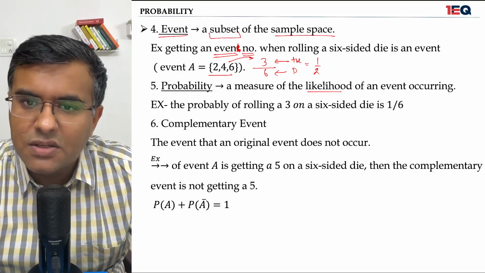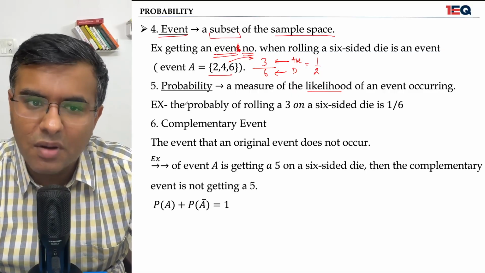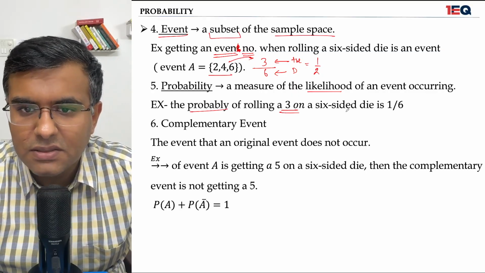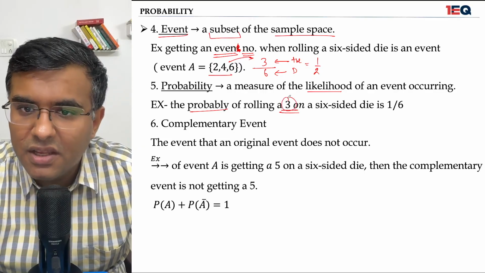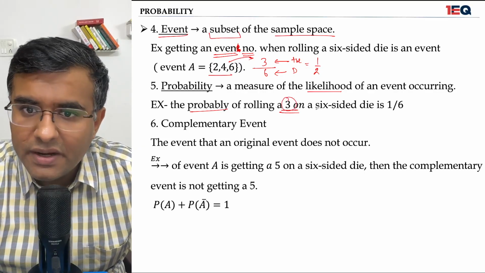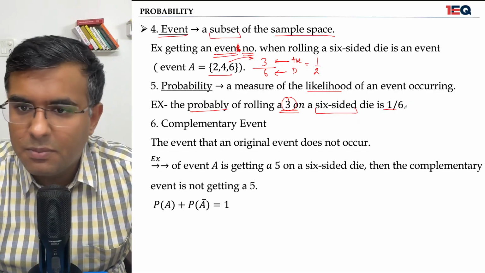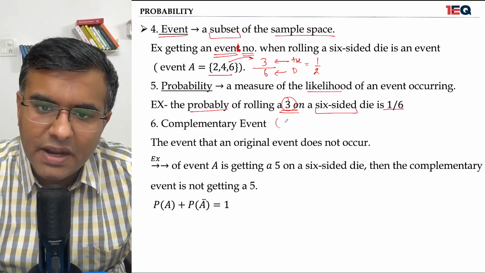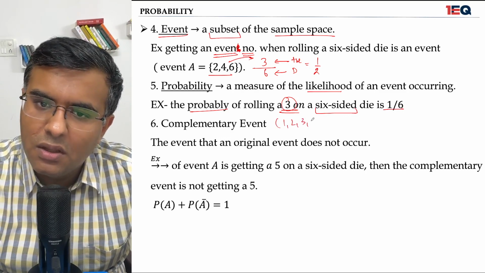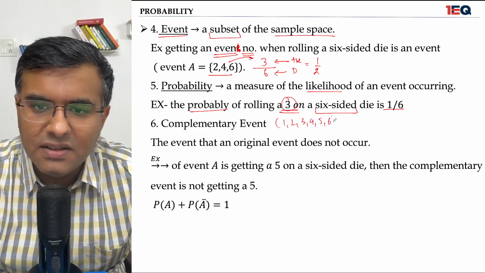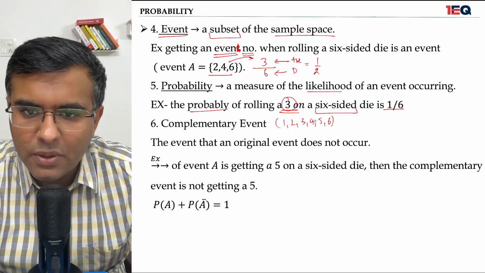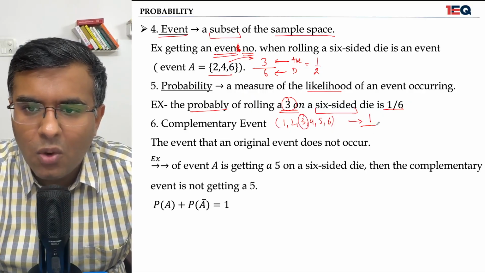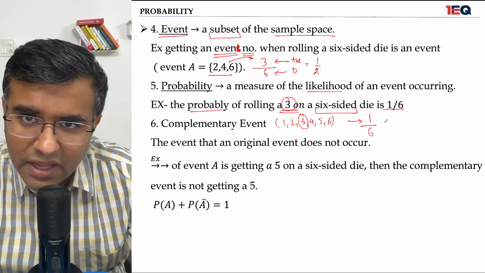Coming down to the answer of probability, probability is the measure of likelihood of an event occurring. The probability of getting a 3 on rolling a die which is of 6 sides is 1 by 6. How did I calculate it? The sample space of my die is 1, 2, 3, 4, 5, and 6. Out of that, I just need to get 3. The 3 can occur only once out of the 6 times I am rolling the die.